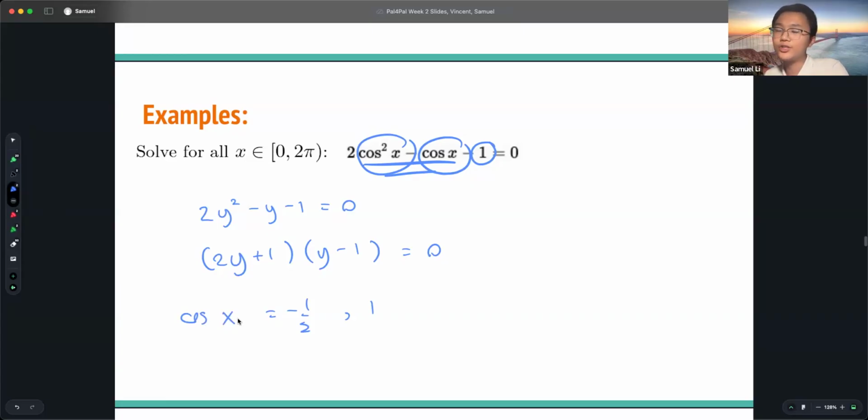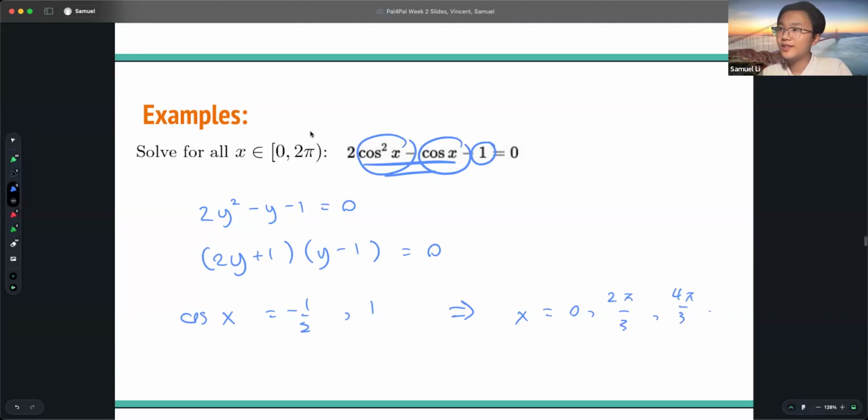Does anyone have any questions with what I'm doing? If not, it's a really common trick. Sometimes you want to substitute if you want to simplify an expression down a bit. So you just solve this traditionally. You get that x is equal to 0, 2 pi over 3, and 4 pi over 3.